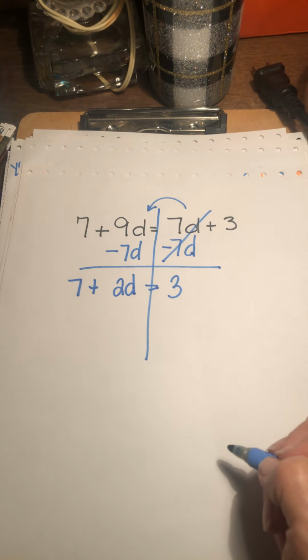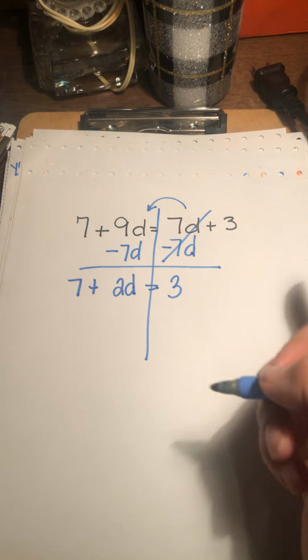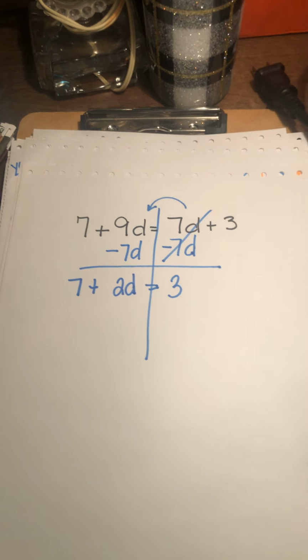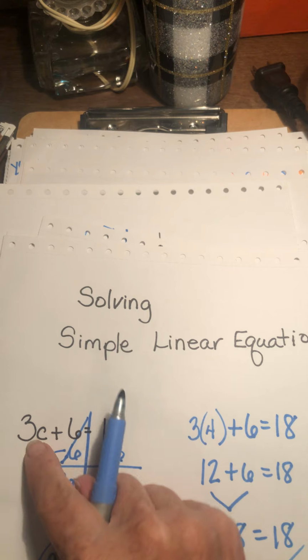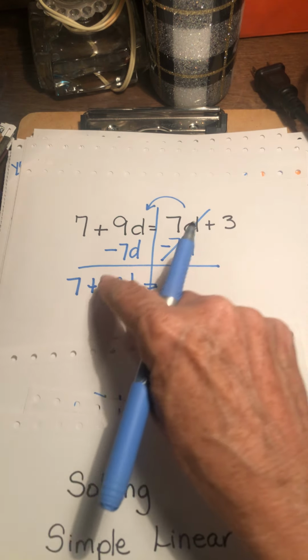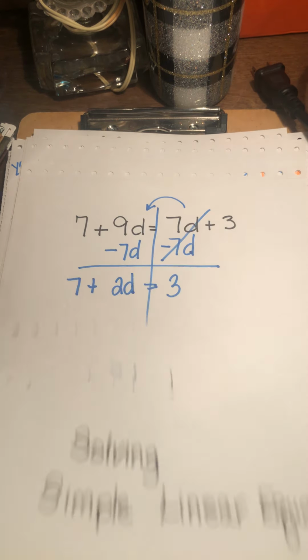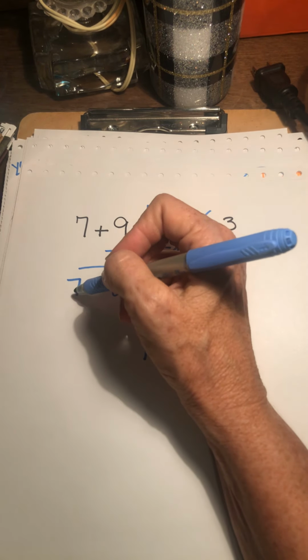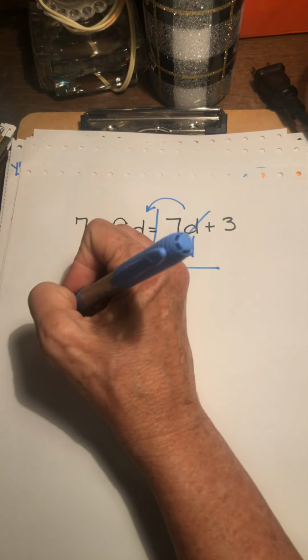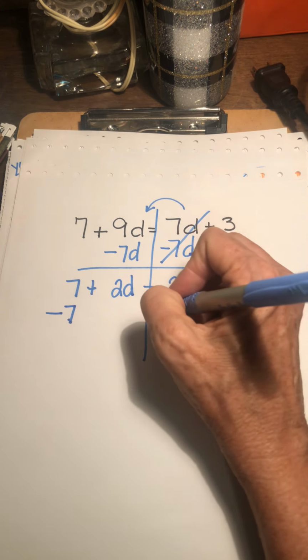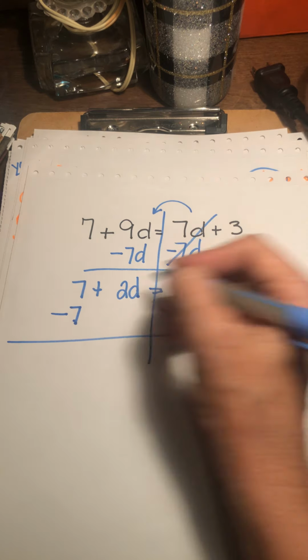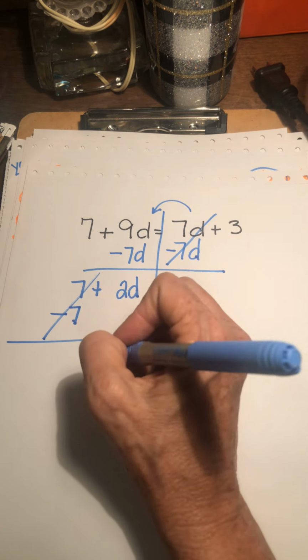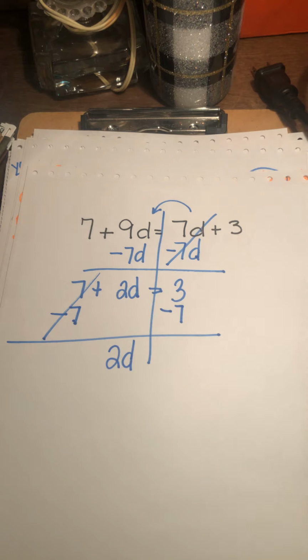And 7 on that side. Now, we're just like when we first started way back here. I have my number, 2D would be just like this 3C. I need to get that alone, so I need to get rid of this 7. So the opposite of 7 is negative 7. Whatever I do to one side, I do to the other. So my 7's go away. All I have left on this side is 2D.